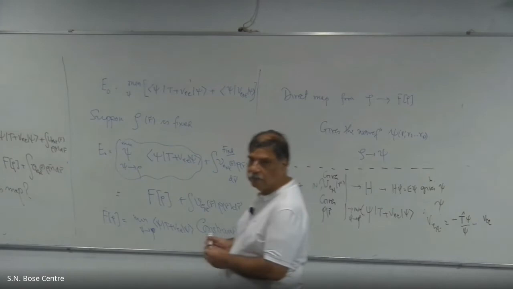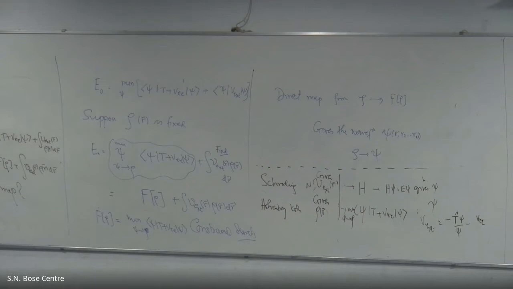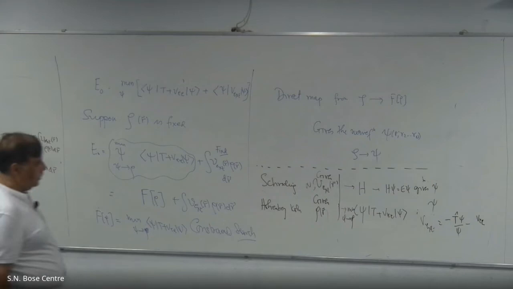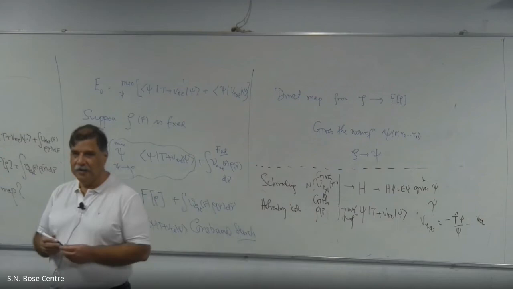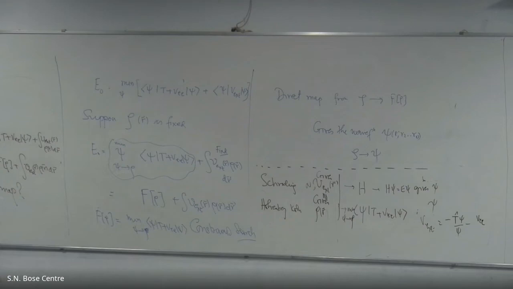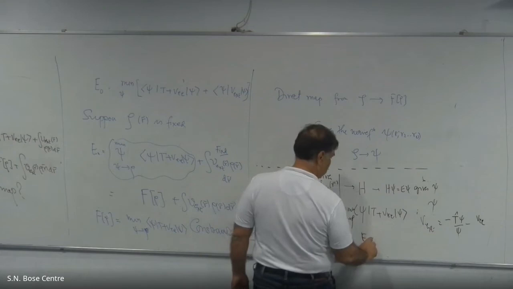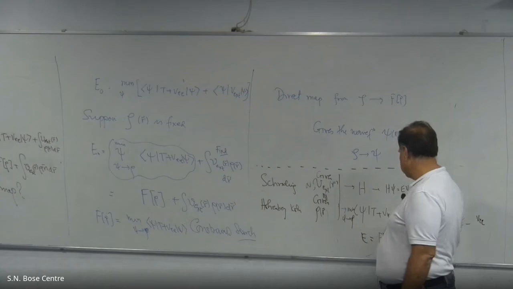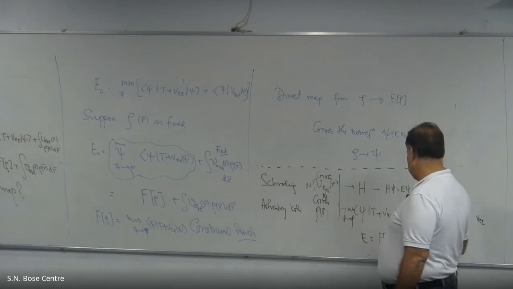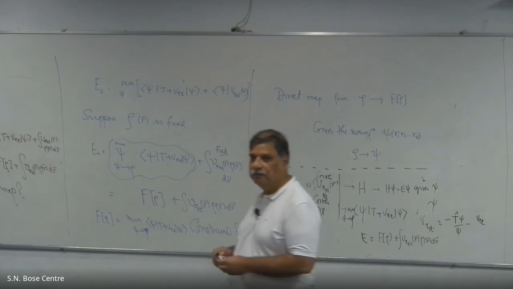We have developed a lot of schemes to do the first part, to solve the Schrodinger equation in some way or the other. The second part is formalism. Since we said these two are equivalent, rho also gives me the same information. Once I found V external, I can write E equals this minimum, which has given me F rho, plus the integral of V external of r times rho of r. Clear?